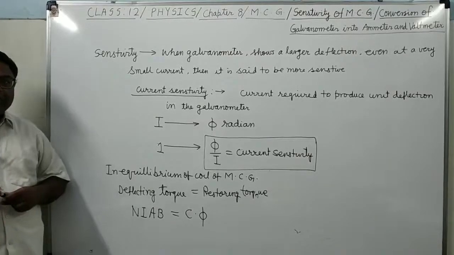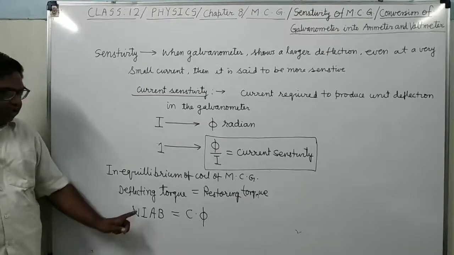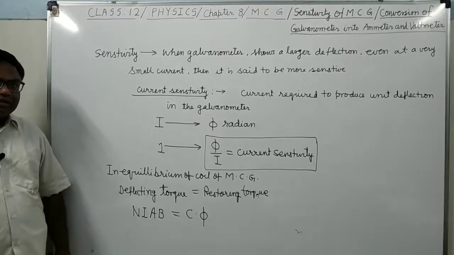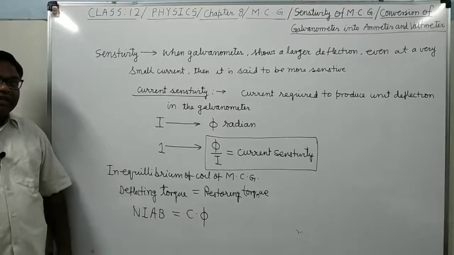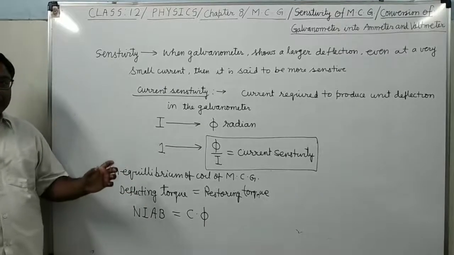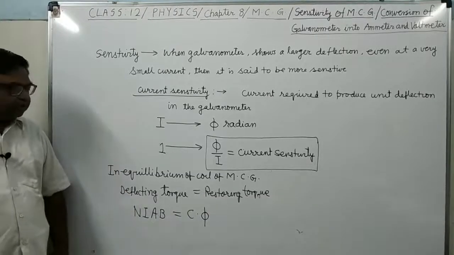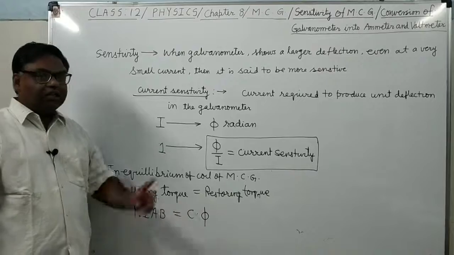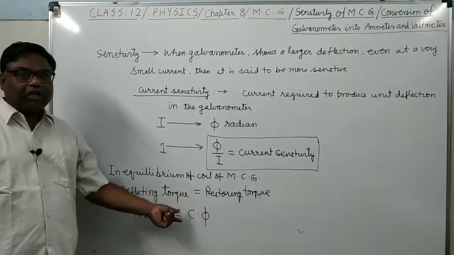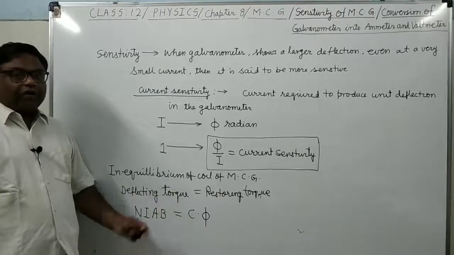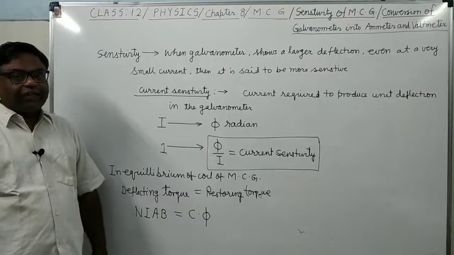N is the number of turns in the coil, I is the current flowing through the galvanometer, A is the area of cross section of the coil, B is the magnetic field where the coil is placed. Magnetic field is that region where the coil is placed. What is C? It is the torsional constant of the spring which produces the restoring couple. And what is phi? It is the angle by which the coil has deflected.